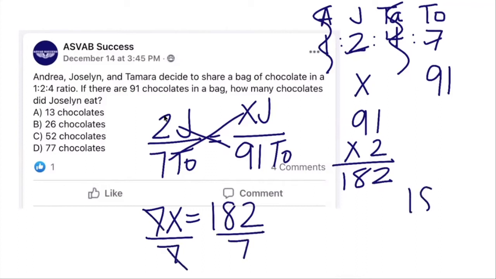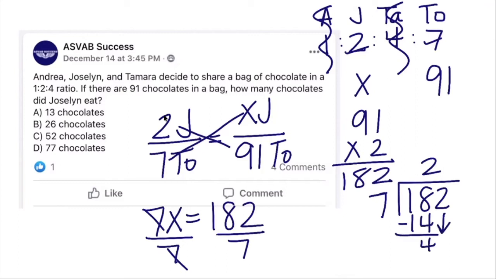And now 182 divided by 7: 7 goes into 18 2 times. That's 14. Subtract, bring down the 2. 42 divided by 7 is 6. 42, subtract, I get 0. So that means that Jocelyn eats 26 chocolates.